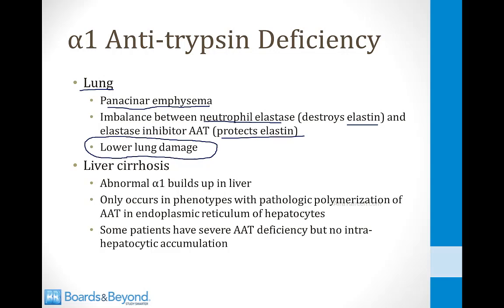A second problem people with antitrypsin deficiency have is liver cirrhosis. So abnormal alpha-1 can build up in the liver. This is only going to occur in certain subtypes of this disease where people get polymerization of the antitrypsin in the hepatocytes, and it leads to hepatocyte death. So there are some patients who have severe antitrypsin deficiency with lung problems but no hepatocyte accumulation. But you definitely should know, and it's high yield for step 1 to know that the liver can be involved from polymerization of the antitrypsin in the hepatocytes.